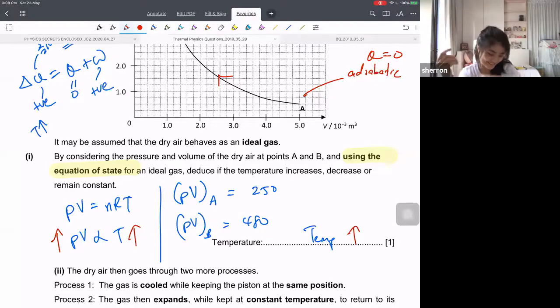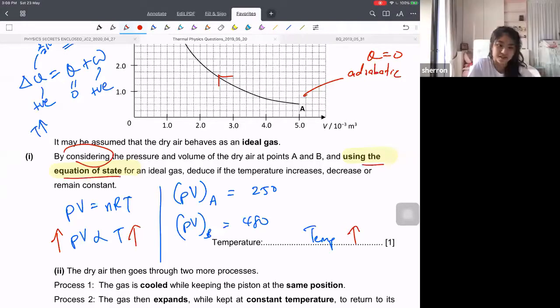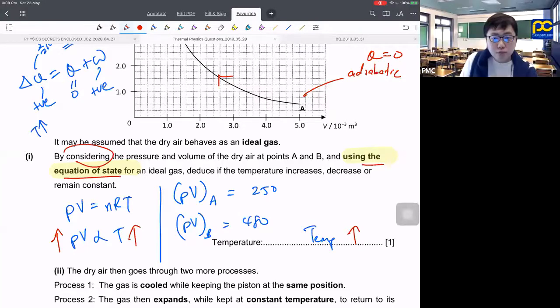Up to your own consideration. What's the command word? Using equation of state, 0 marks. Very, very common problem. Now, thermal, right? The entire chain of thermal, right?